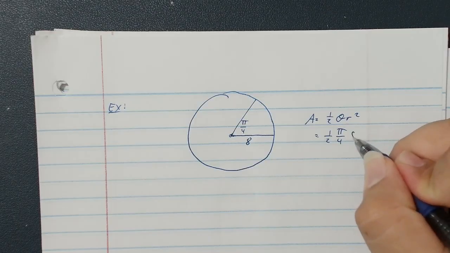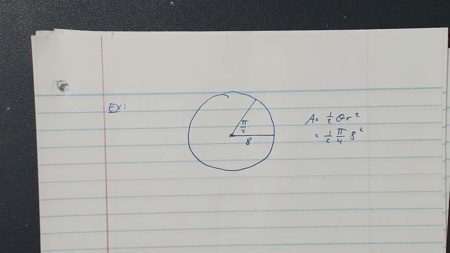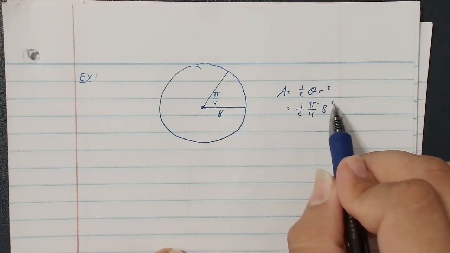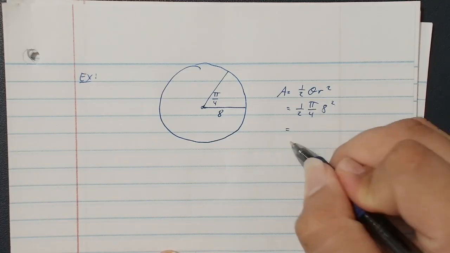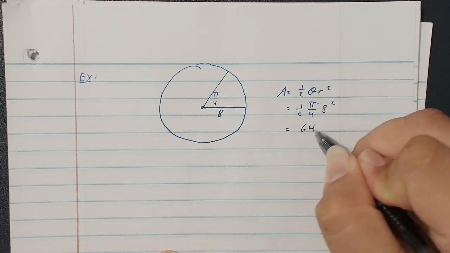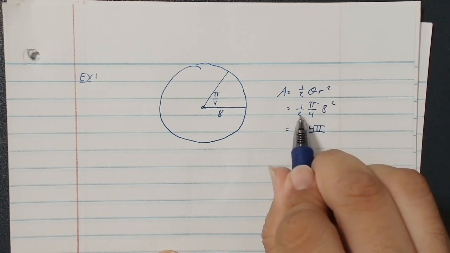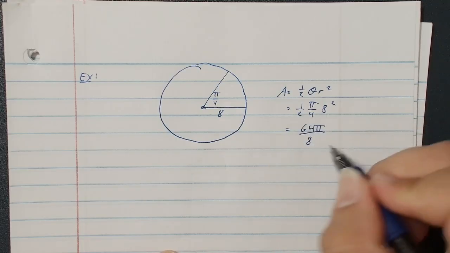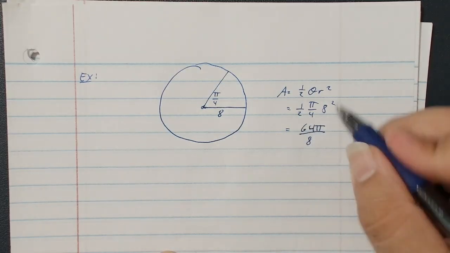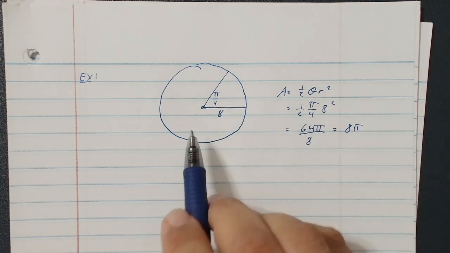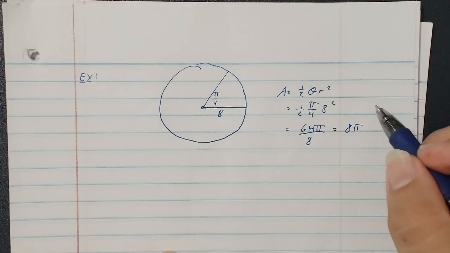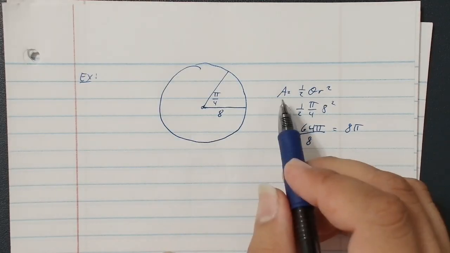R is 8, so 8 squared is 64. That gives me 64 pi on top, over 2 times 4, which is 8, on the bottom. 64 divided by 8 is 8, and don't forget your pi. So this would be 8 pi square units, since we're talking about an area.